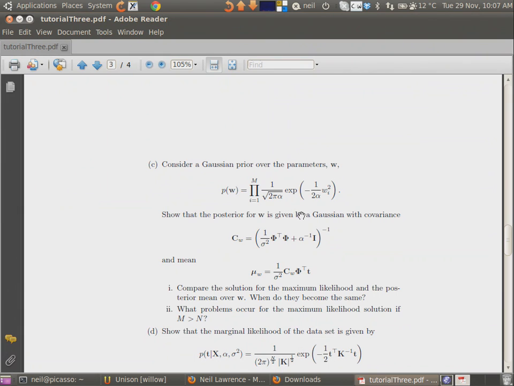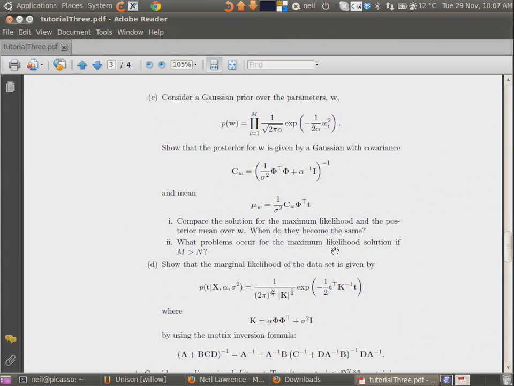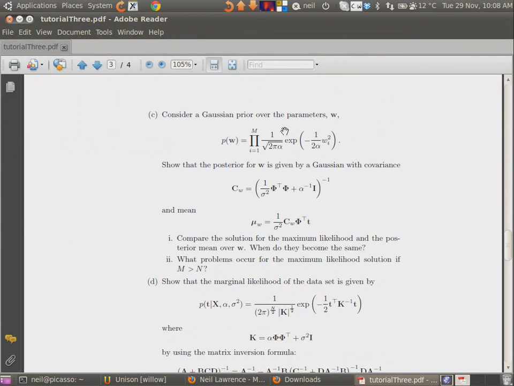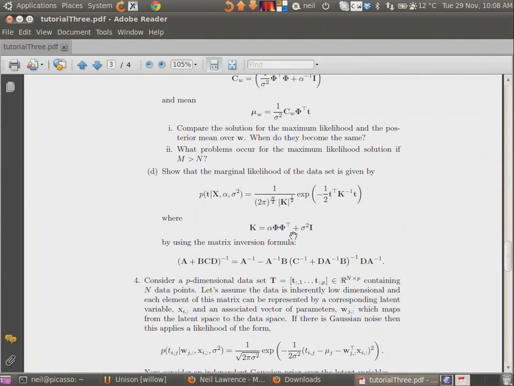Gaussian prior over that, so same sort of thing, just making you do the same thing again with different models. Look for the posterior for W, given this prior, and show that that's the covariance and that's the mean. That's basically the example we did in the lectures, but with basis functions instead of multivariate inputs. Look at these two things. Think about what happens when m is greater than n in the two different cases. So in this case and in this case, that's important. That relates to overdetermined and underdetermined systems that we talked about. And then finally show the marginal likelihood.